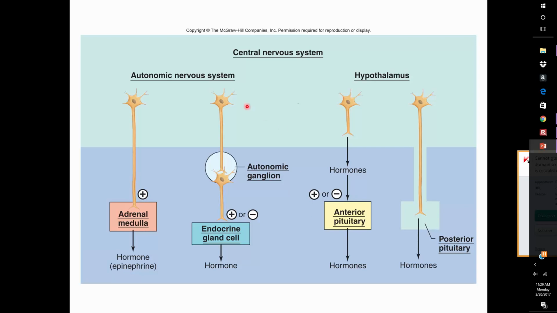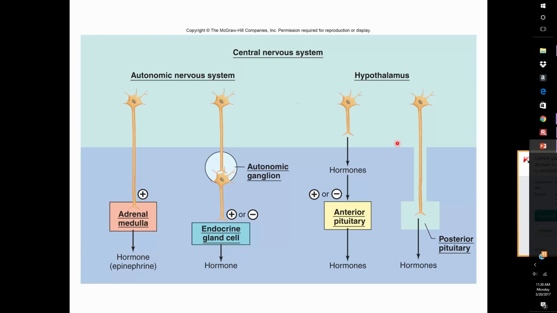We also have situations where you can have a preganglionic neuron that projects to a ganglion, and in that ganglion we release acetylcholine that binds to a nicotinic receptor. Then you have a postganglionic neuron that can synapse on some kind of gland. So for example, the parasympathetic nervous system synapses on the islets in the pancreas, and we get the release of insulin. That's an example of a pathway.